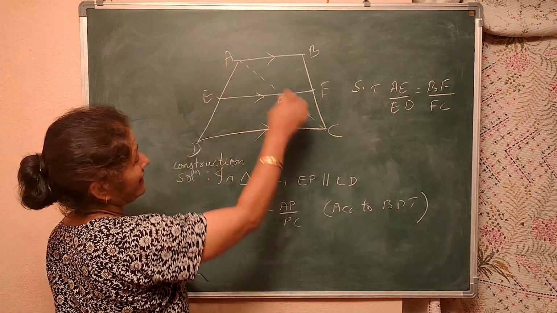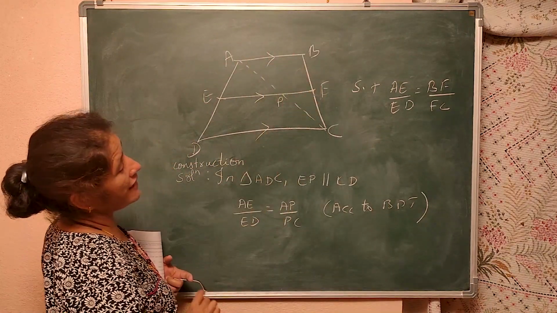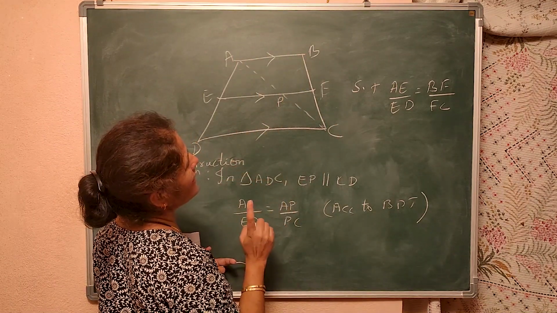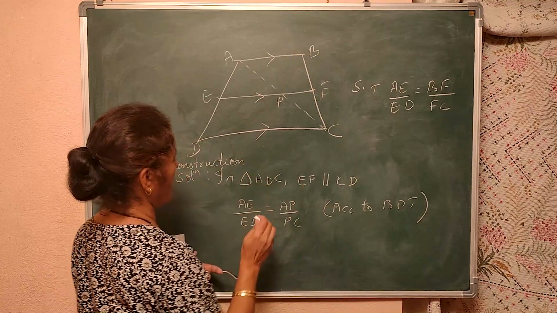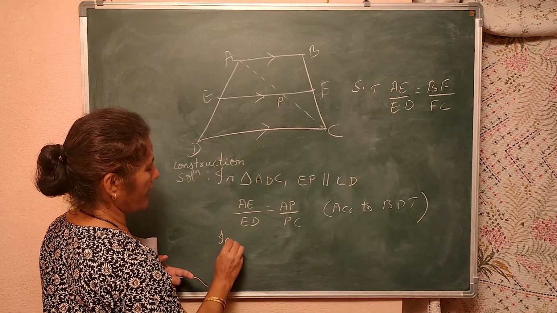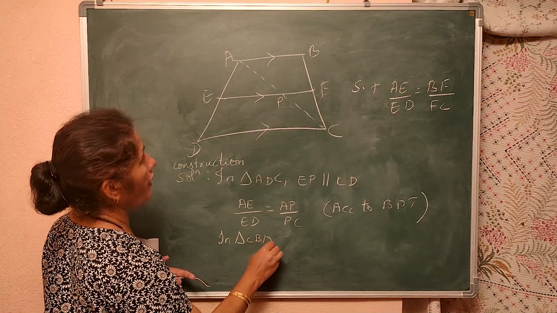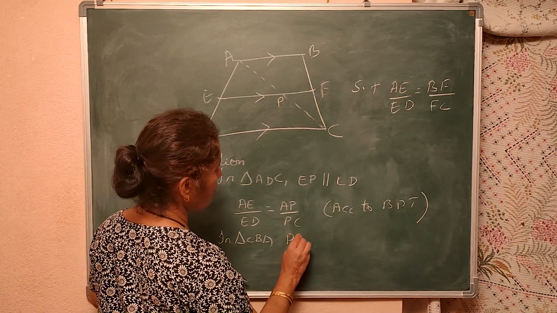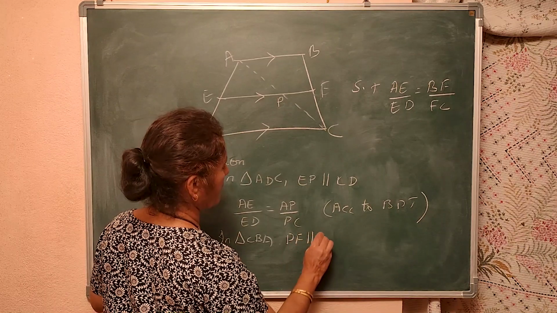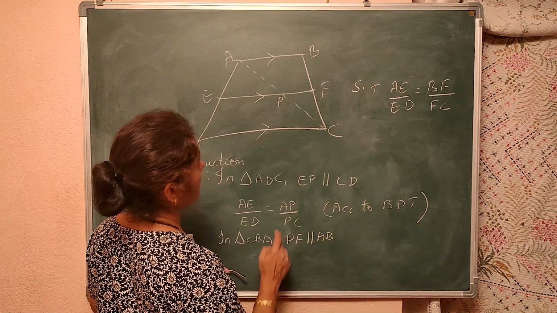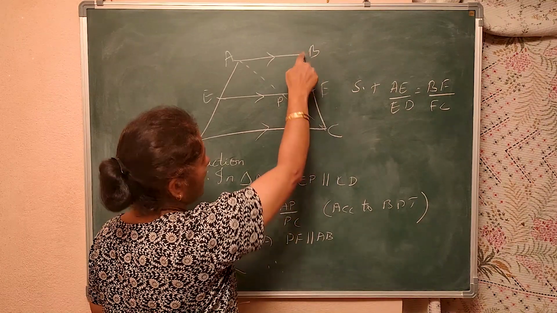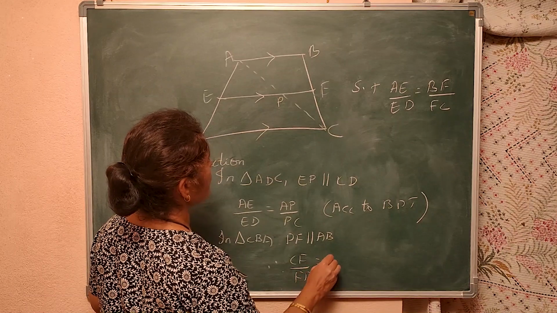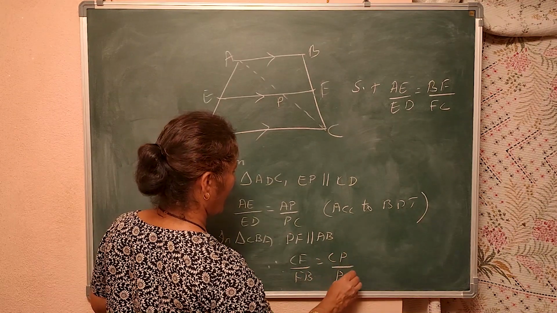Let me take another triangle. Can you see another triangle? C is the vertex, AB is the base. So, how can I say? In triangle CBA or ABC, right? What can I say? PF is parallel to AB. Therefore, start from the vertex: CF by FB is equal to CP by PA.